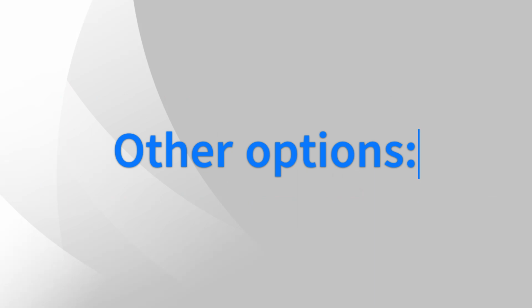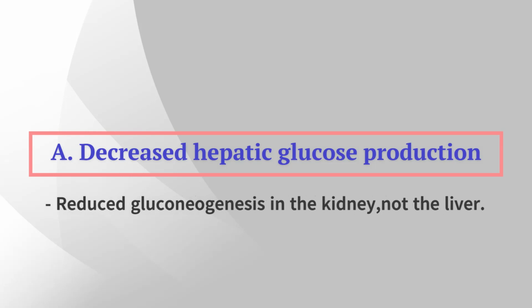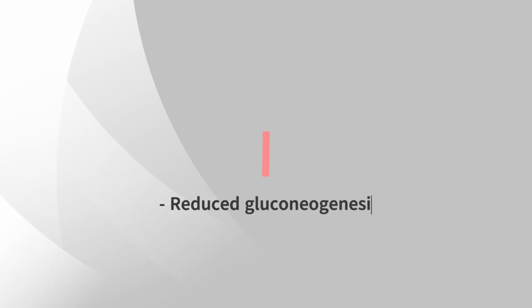Let's briefly discuss the other options. A. Decreased hepatic glucose production. Advanced CKD leads to reduced gluconeogenesis in the kidney, not the liver. Hepatic gluconeogenesis is inhibited by inflammatory cytokine release, for example, sepsis, heavy alcohol use, and beta blockers.